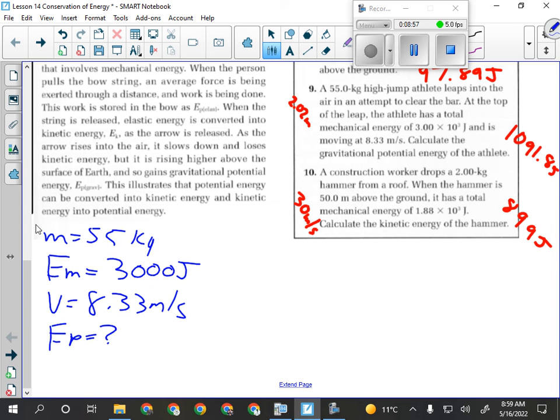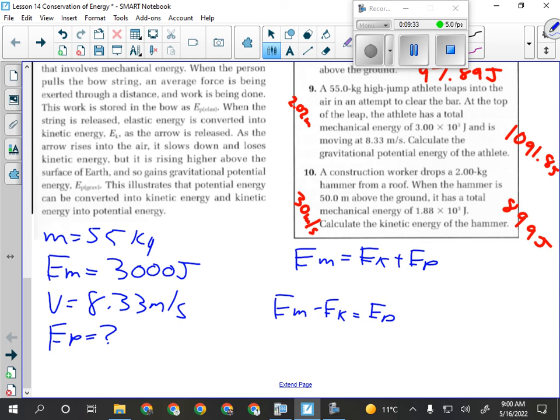Well, if I have enough information to calculate EK, and they gave me EM, all I have to do is take this formula and manipulate for EP. So how do I get EP by itself? Right, subtract EK over to the other side. So we'll have mechanical energy minus kinetic energy equals potential energy. I mean, that makes sense. If I add those two things together, I get mechanical. So if I take mechanical and subtract one, I should get the other.